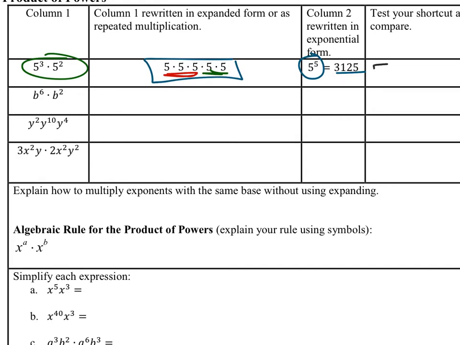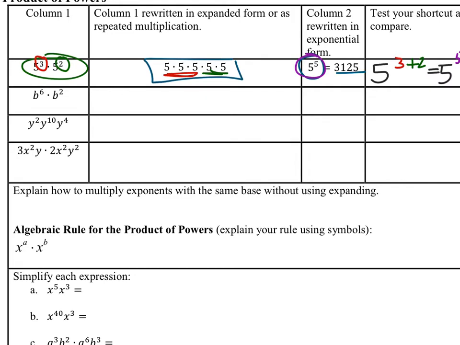So really, the rule for this one would be 5 to the power of the 3. And then what would we do with this 2? Added. We added it. Very good. So we added the exponents. 5 to the power of 3 plus 2 is the same as 5 to the power of 5, which is what they had.